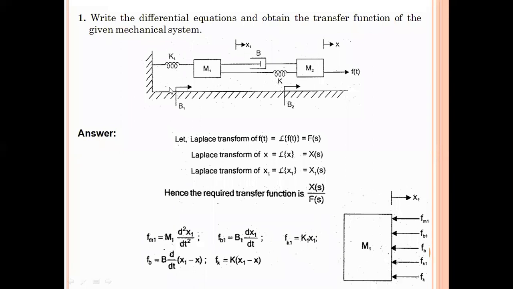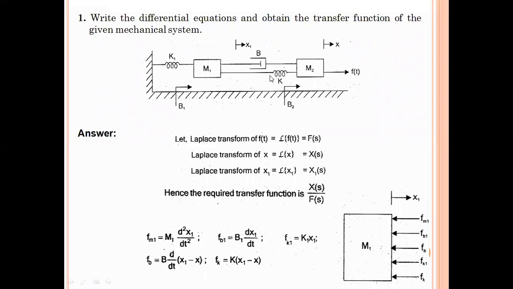But here k1 and b1 will not experience two displacements, because you can see one end of k1 is directly connected to the reference point, and one end of b1 is directly connected to the reference point. So only a single displacement. But in the case of b and k, both ends are not connected to reference points. That means they will experience two displacements.